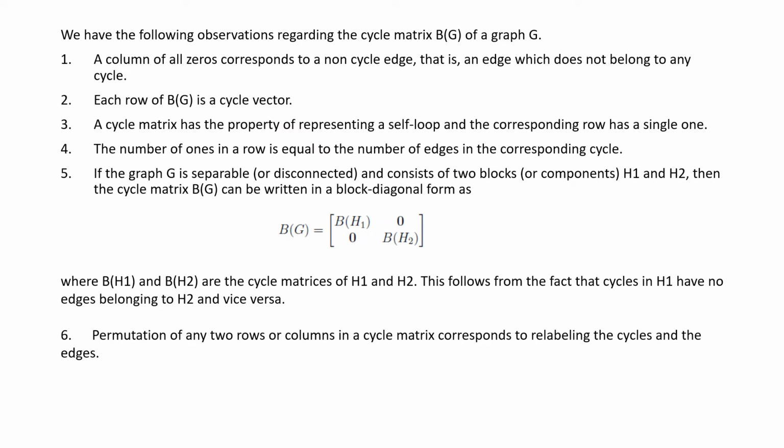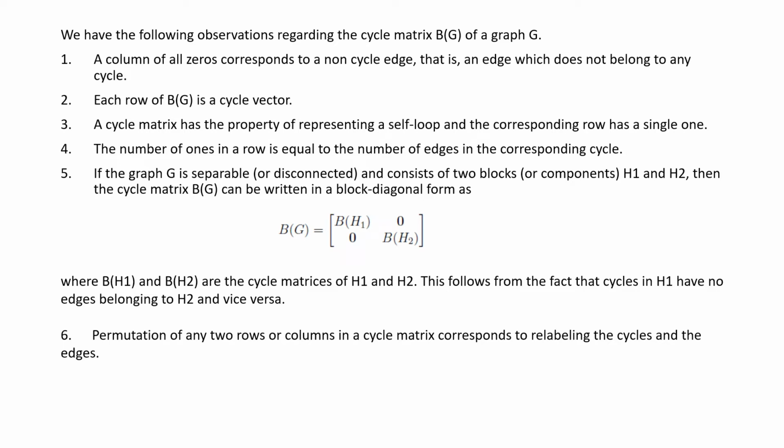So we have the following properties regarding the circuit matrix or cycle matrix B of G of a graph G. The first property is that a column of all zeros corresponds to a non-cycle edge, that is, an edge which does not belong to any cycle or circuit. The second property is that each row of B of G is a cycle vector. The third property is that a cycle matrix represents a self loop, and the corresponding row has a single one. The fourth is that the number of ones in a row is equal to the number of edges in the corresponding cycle.